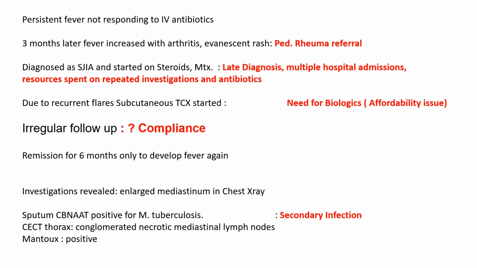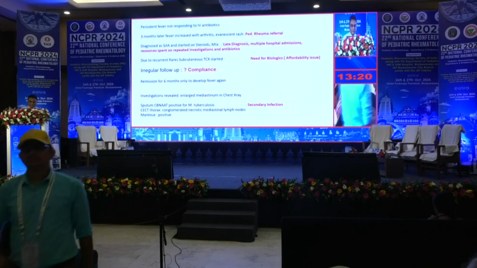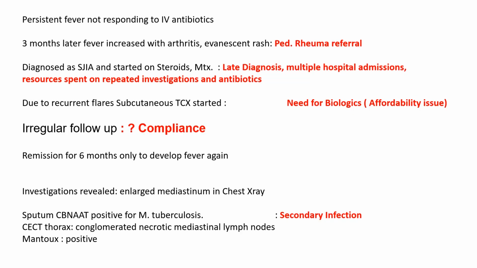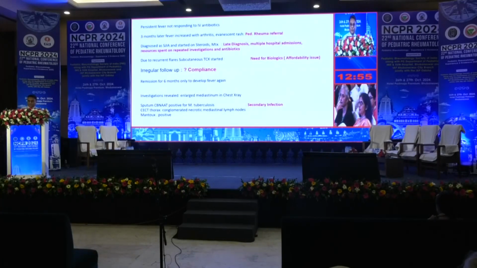So by that time, you can see valuable resources have been spent, because the money that we have is a limited amount of money. So a lot of money has already been spent on investigations which were sometimes unnecessary, and multiple hospital admissions and expensive antibiotics. And again, the child needed biologics. So the SJIA patient needed tocilizumab. Now there was an affordability issue. They had irregular follow-up subsequently, compliance issues. And finally, after a year, the child landed with tuberculosis, a secondary infection. So these are challenges that we face in day-to-day life: challenges in diagnosing, wrong diagnosis, then correct diagnosis, compliance, multiple challenges.